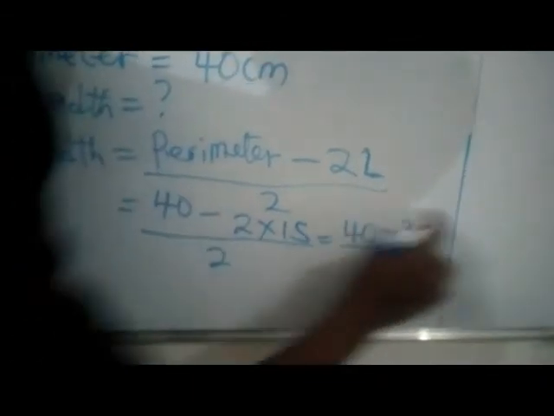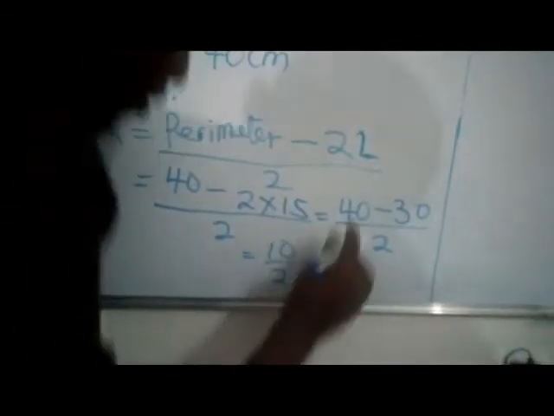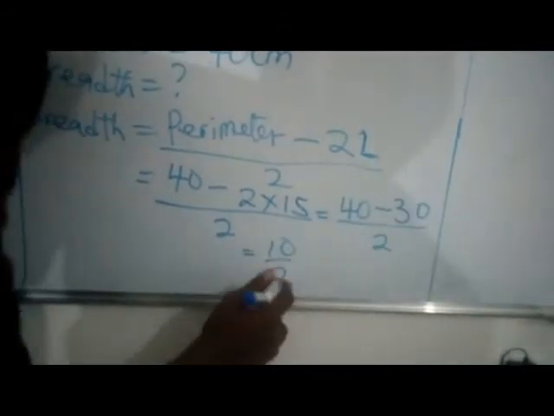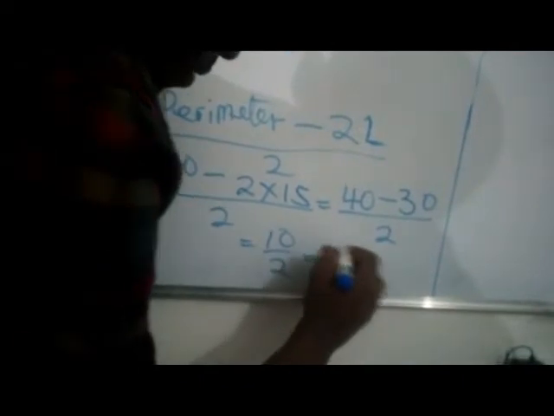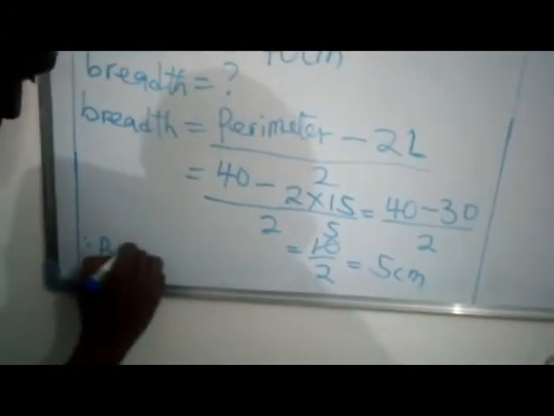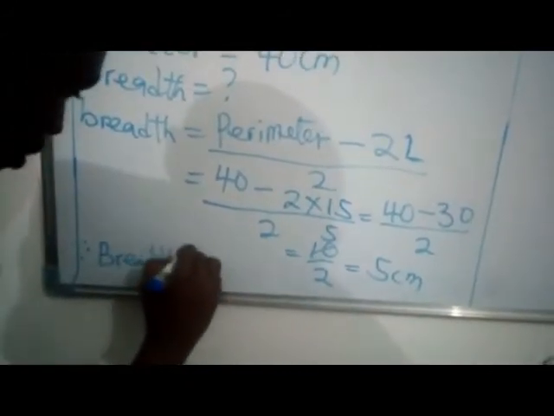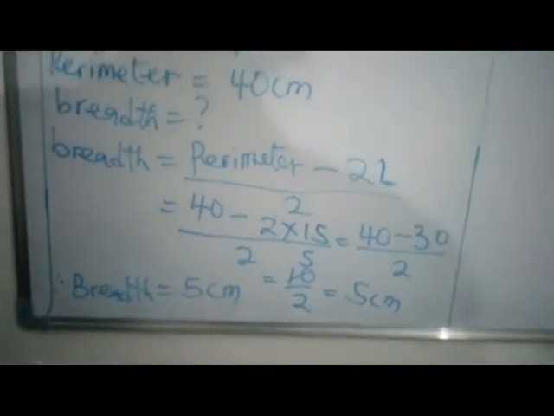2. Now 40 minus 30 will give us what? 10 over 2. Now we divide 10 by what? 2. 10 divided by 2 will give us what? 5. When you divide it, that will give you 5 centimeters. Therefore, the breadth of that rectangle is equal to what? 5 centimeters. Now move to the next example, which is example 3.